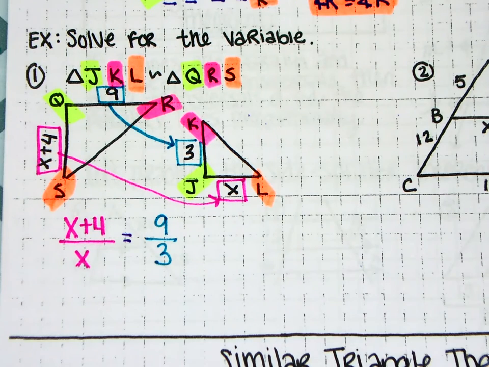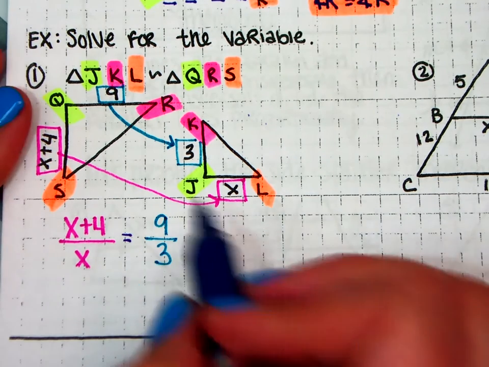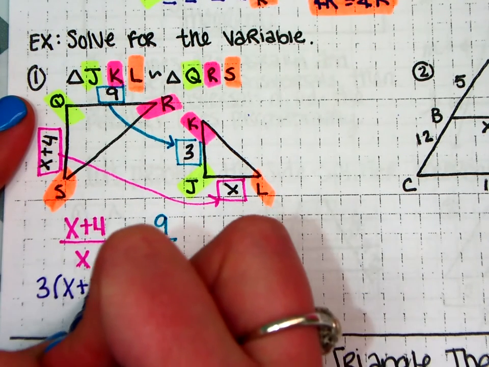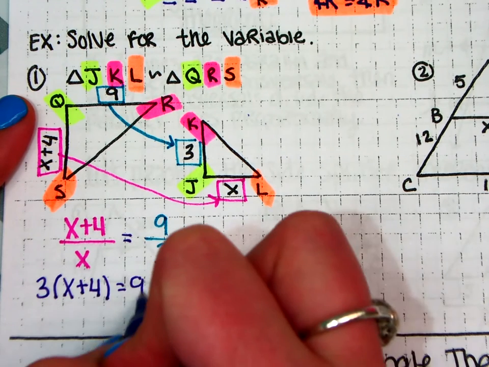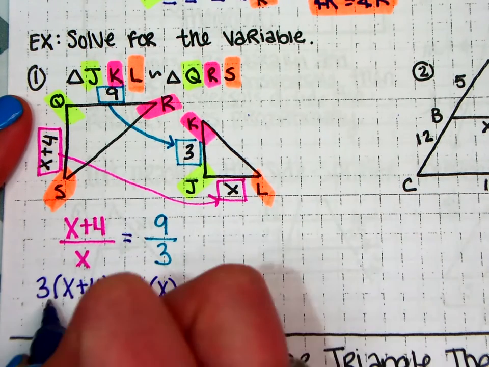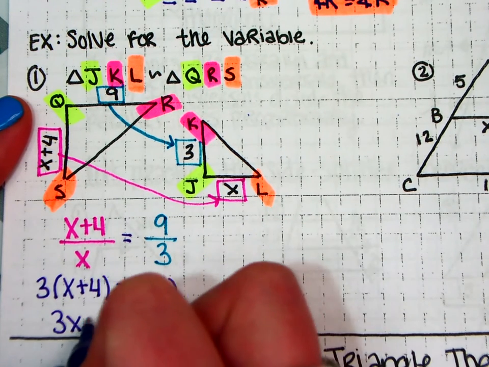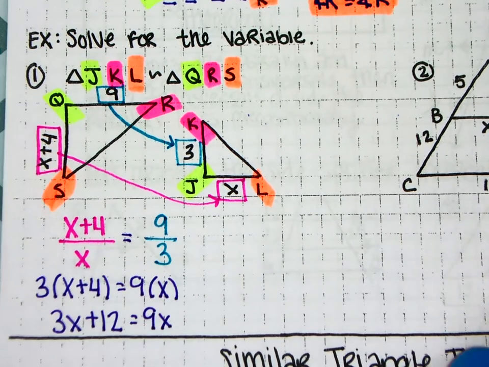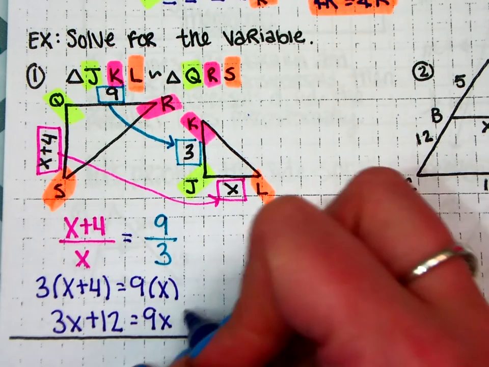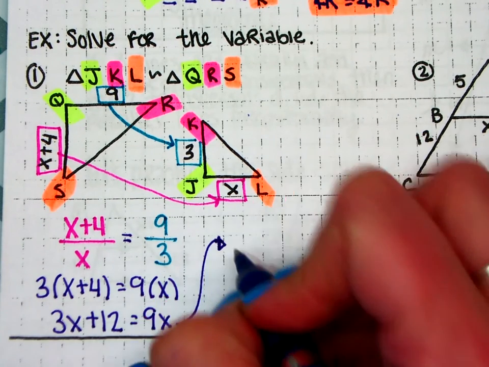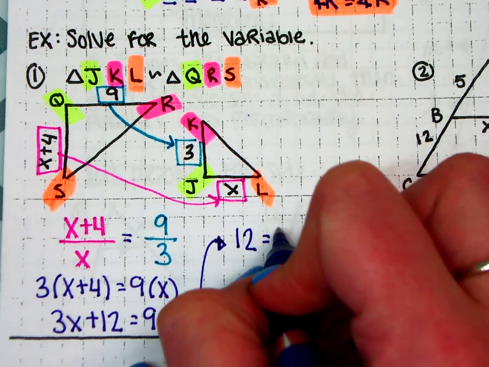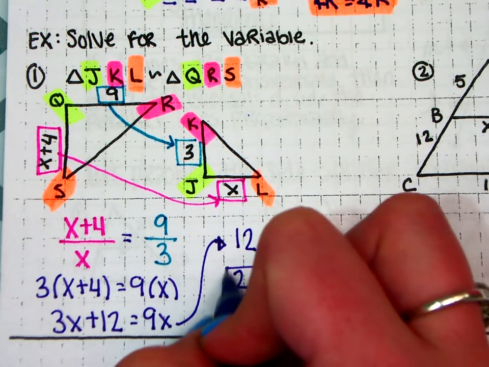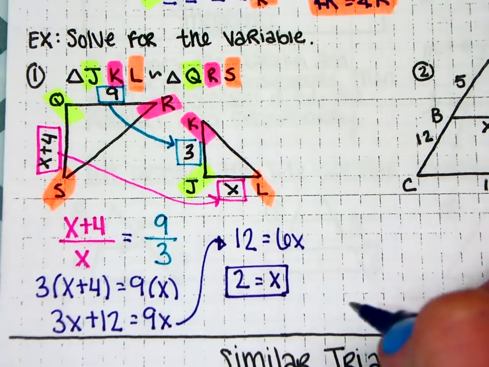To solve from here, you just cross multiply. So this would be 3 times x plus 4, and make sure that since it's a binomial that you're putting it in parentheses so you distribute. So 3 times x is 3x plus 12 equals 9x. So I'm going to subtract 3x to the other side and continue the problem up here. So this becomes 12 equals 6x. And when I divide by 6, I get a value of 2. And that is the measure of our variable.